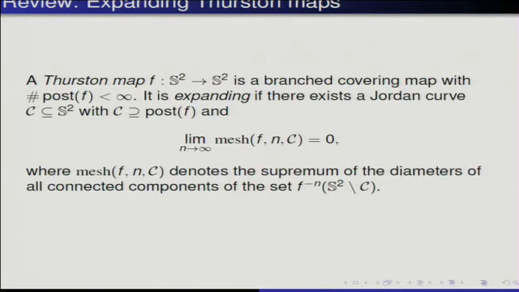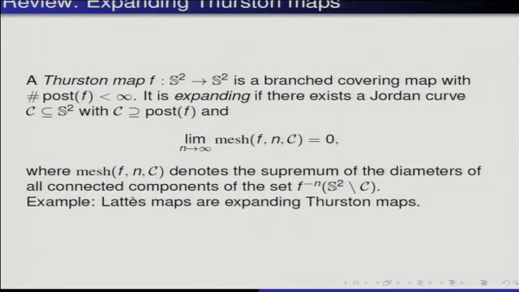And Mario mentioned in his talk that a rational map is an expanding Thurston map if and only if there are no periodic critical points, if and only if the Julia set is the whole Riemann sphere. So Lattès maps are examples of expanding Thurston maps.